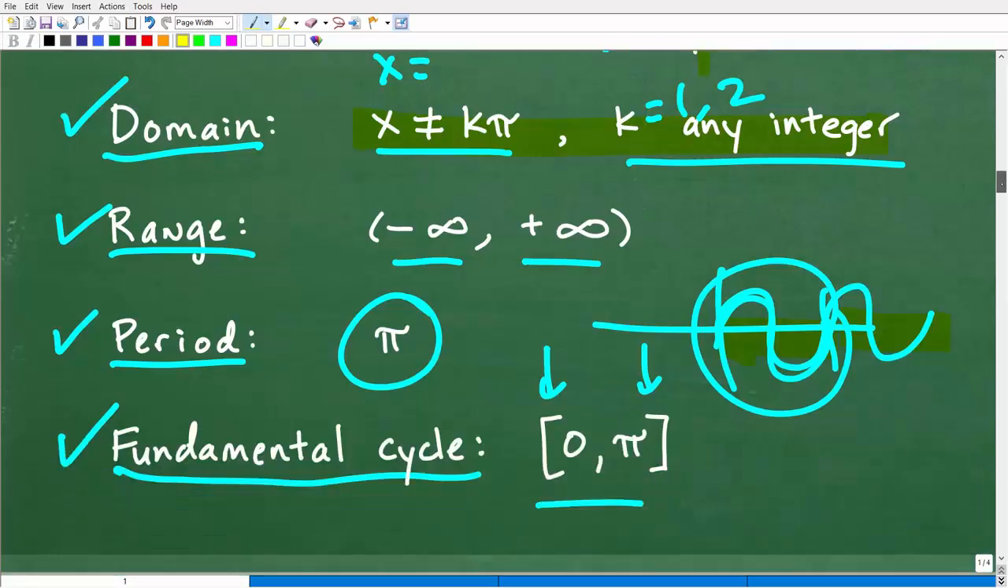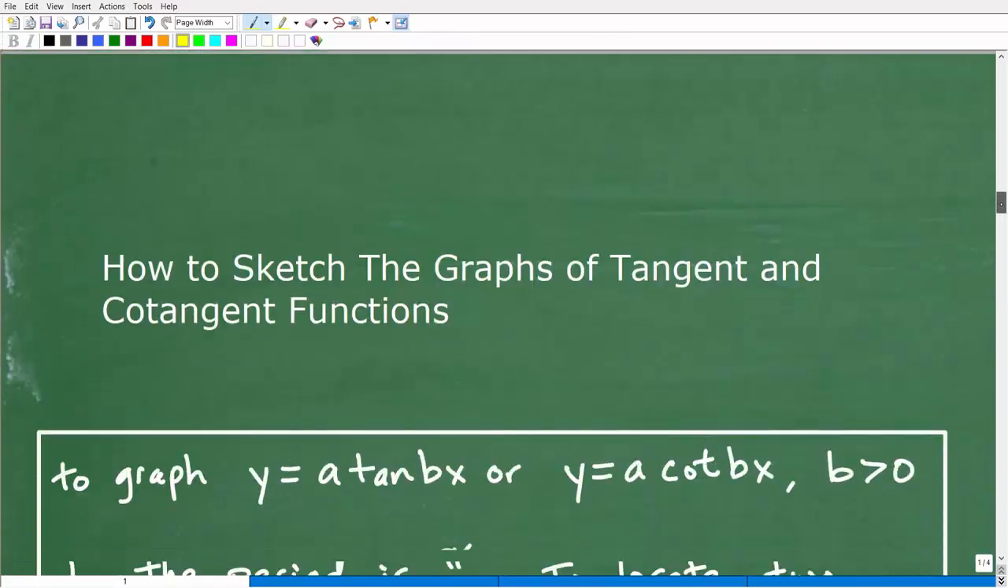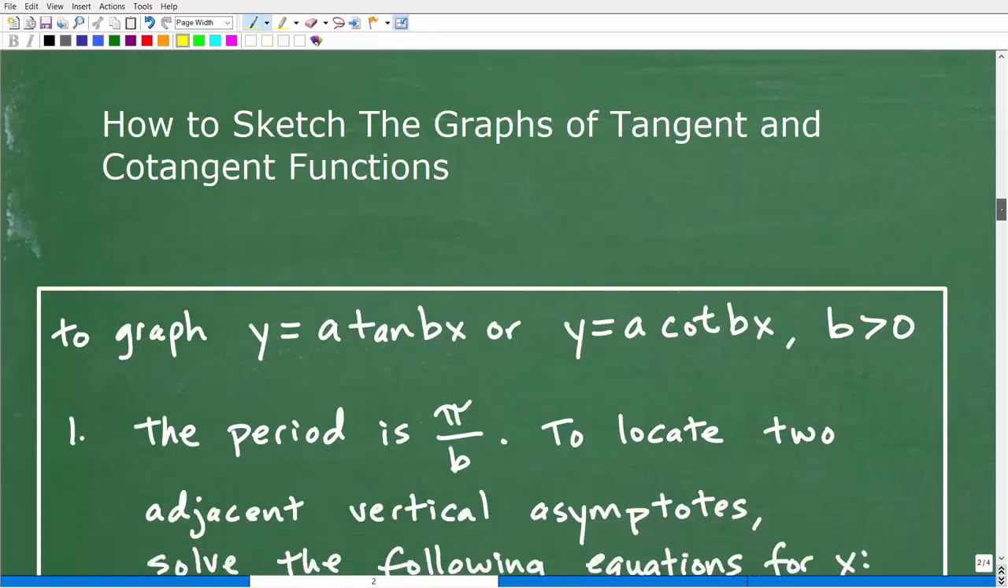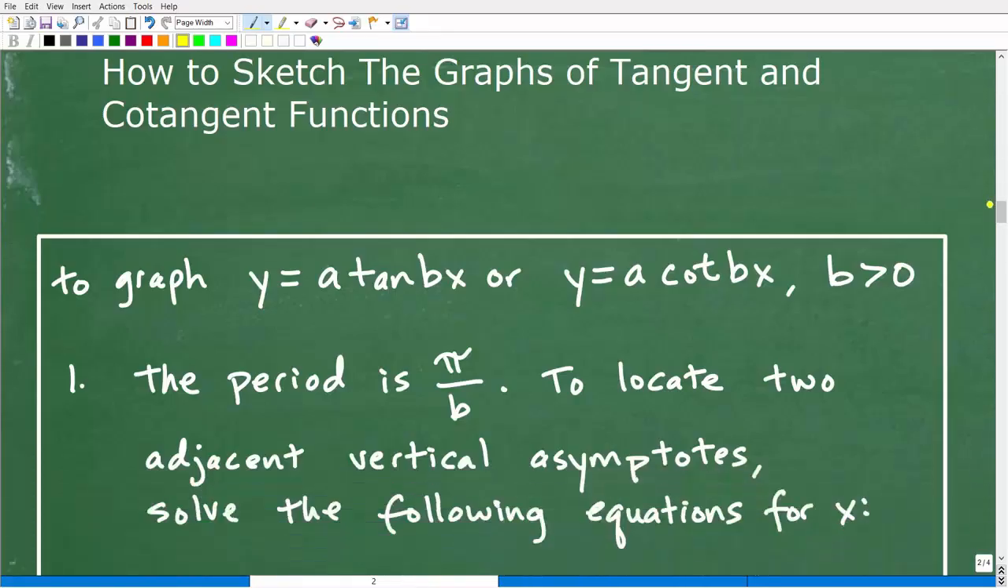Okay, so let's go ahead and talk about how to sketch graphs of tangent and cotangent functions. I'm going to give you a lot of information here. I'm just going to cover it really quickly.